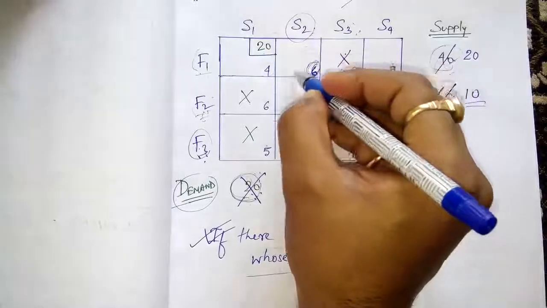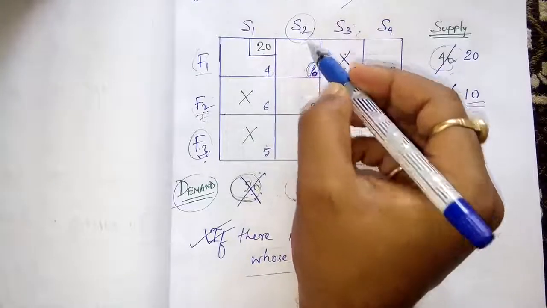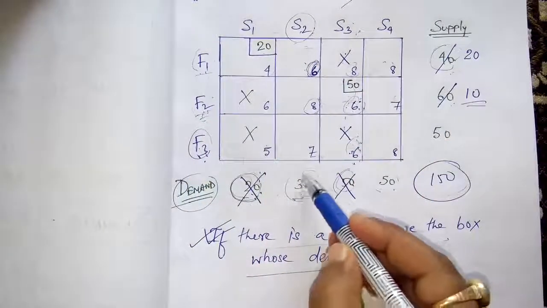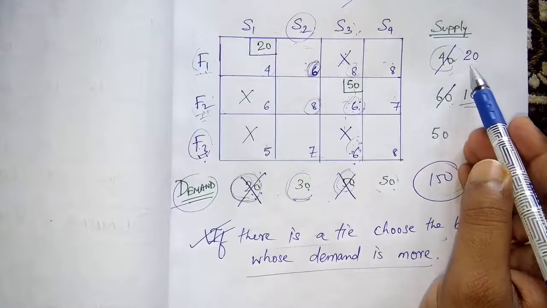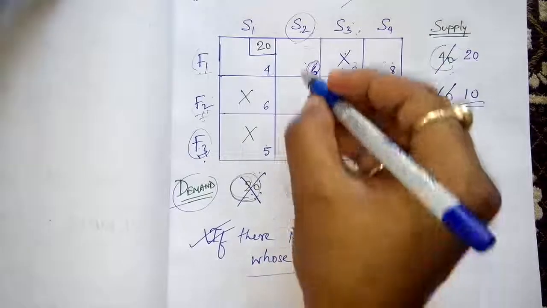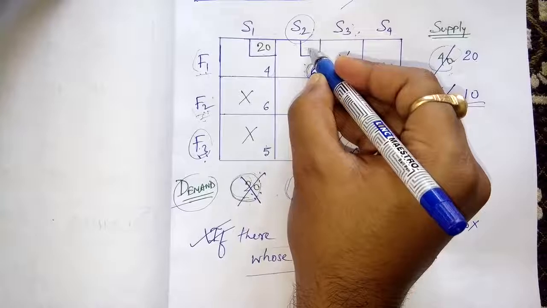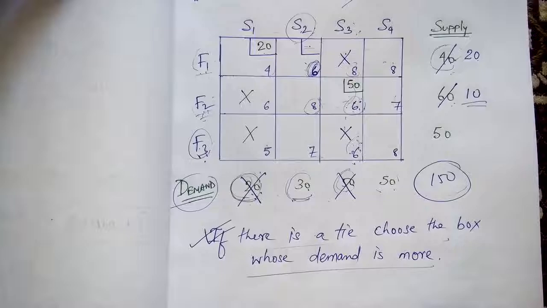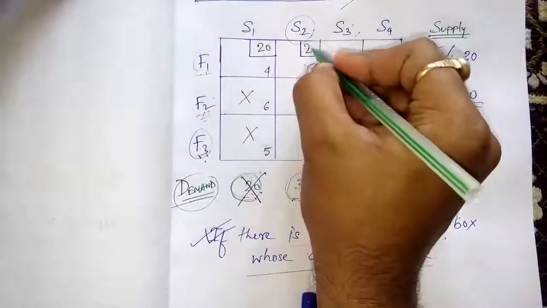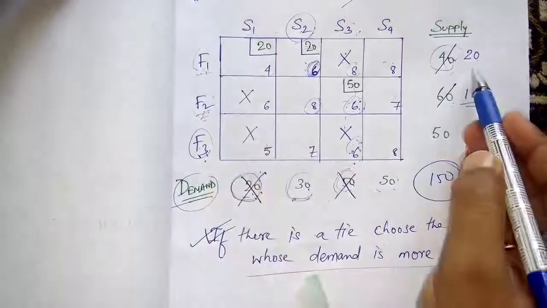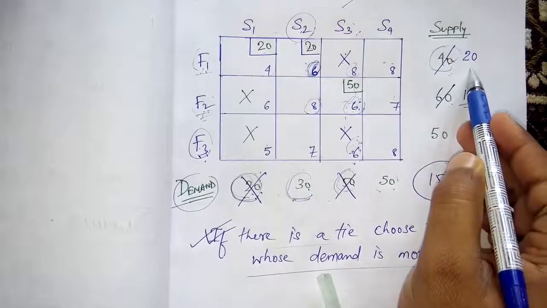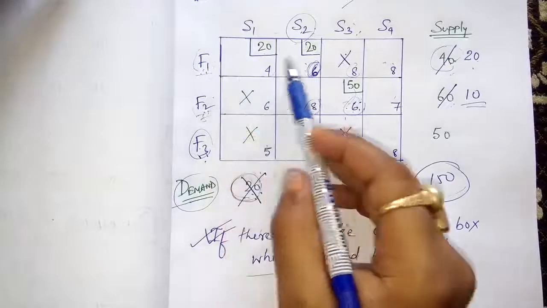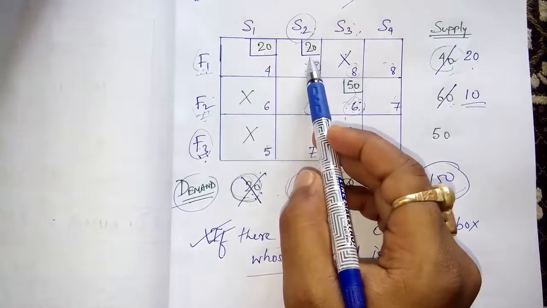Now this 6 means the relation between store 2 and factory 1. See the demand and supply. Demand is 30 but supply is only 20. So what is the maximum value that you can put in this box? 30? No, now you cannot put 30. You can put only 20, because try to understand, factory 1 has only 20 goods with it. How can you give more goods to store number 2 from factory 1? If it has 20 goods, you have to give 20 goods only.